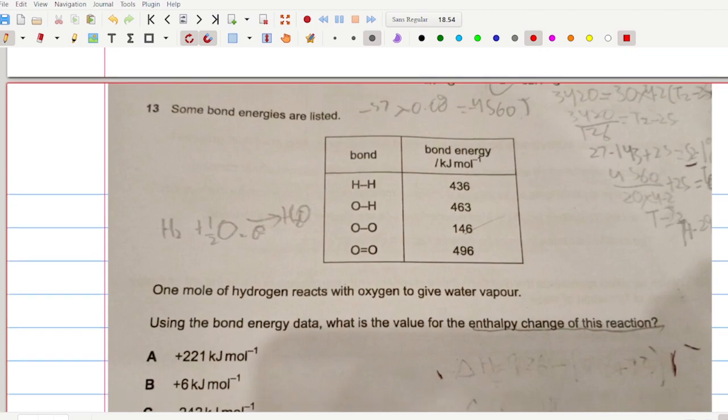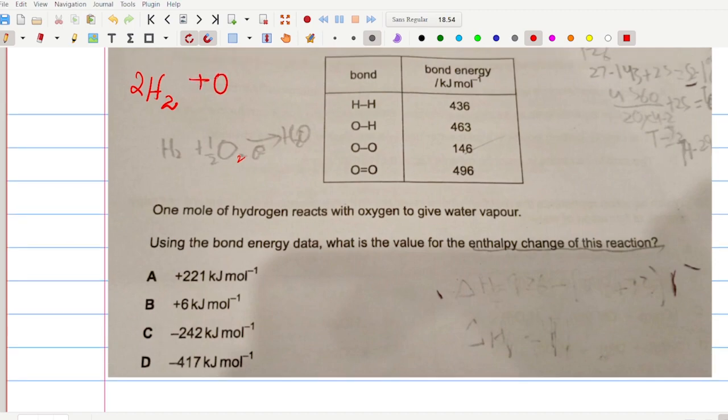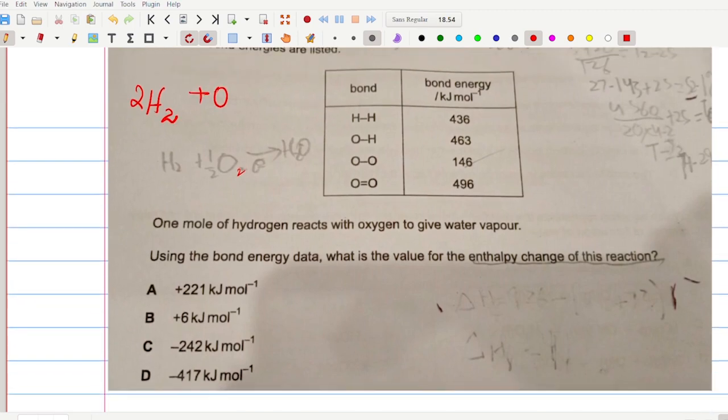Now, some bond energies are listed. 1 mole of hydrogen reacts with oxygen to give water vapor. Using the bond energy data, what is the value for the enthalpy change for this reaction? Either you complete it with the whole reaction, or with half of the oxygen. It is better to do it completely and then divide it to 1 mole. We can write the equation for the reaction with hydrogen plus oxygen, because in the question 1 mole of hydrogen reacts with oxygen to give water vapor.